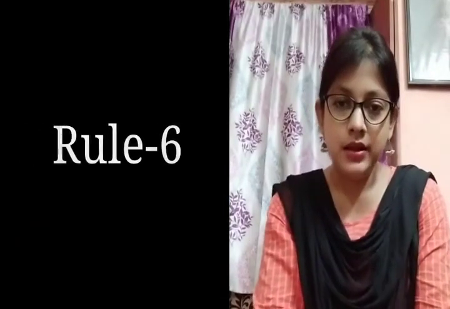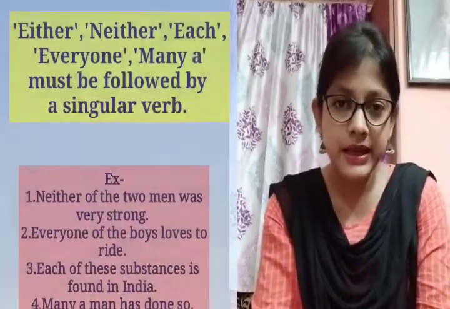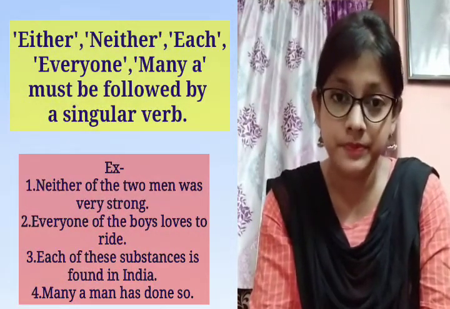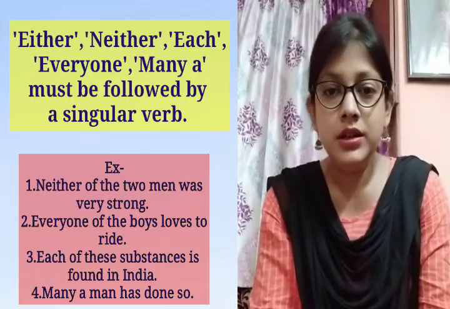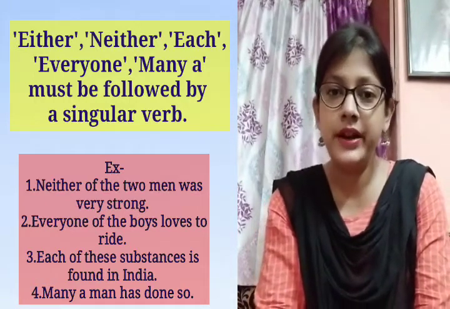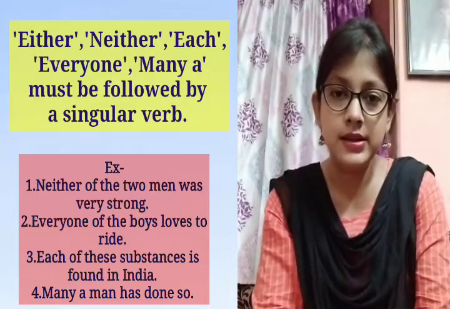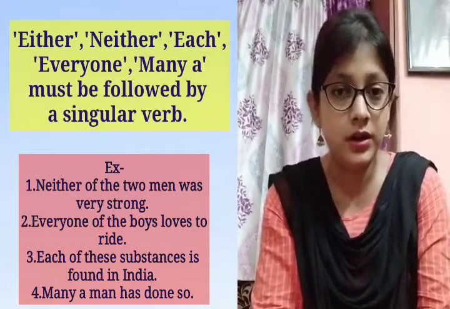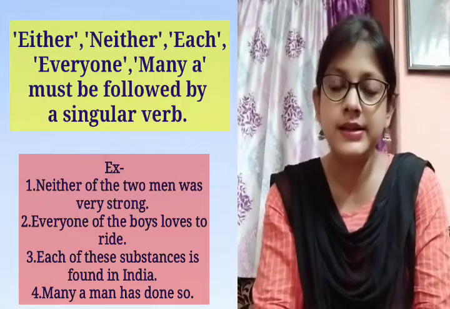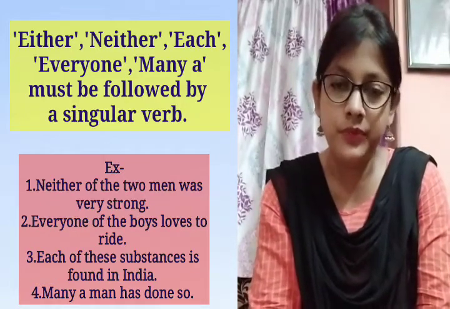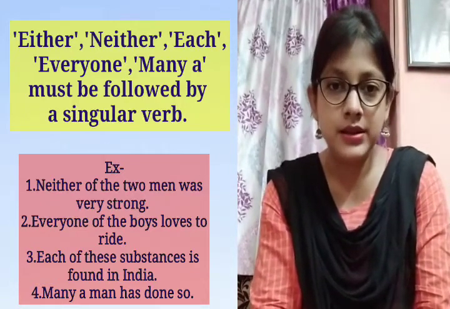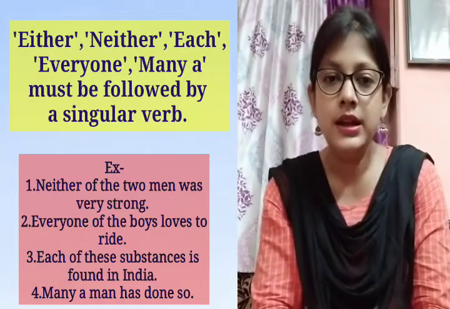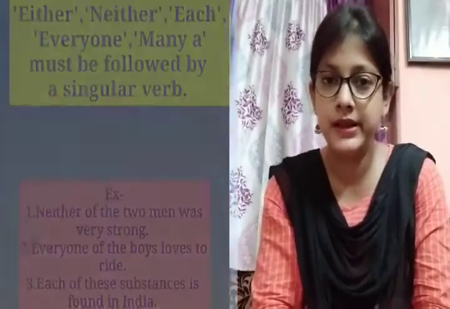Then rule 6: either, neither, many a, each, everyone must be followed by a singular verb. For example, neither of the two men was very strong. Here the sentence started with the very word neither, that's why the singular verb was is placed. Next example, every one of the boys loves to write. Here the sentence started with everyone, that's why the singular verb loves is placed here.